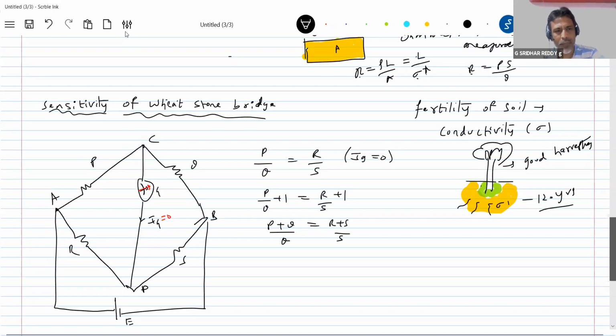Let me define what we mean by sensitivity here. For a small change in R, the unknown thing. Earlier S was variable, no? Let me take it because there's an unknown distance. For a small change in R, if I get some large change in the galvanometer, meaning the deflection in the galvanometer is appreciable and we are able to notice it very clearly, then you can say it's very sensitive. The bridge is more sensitive.